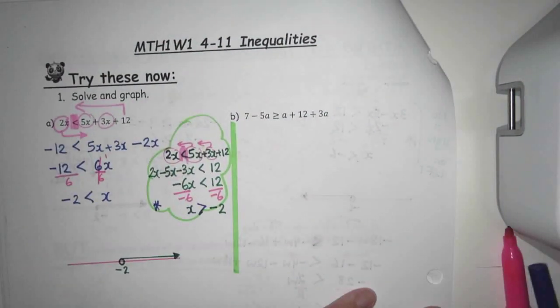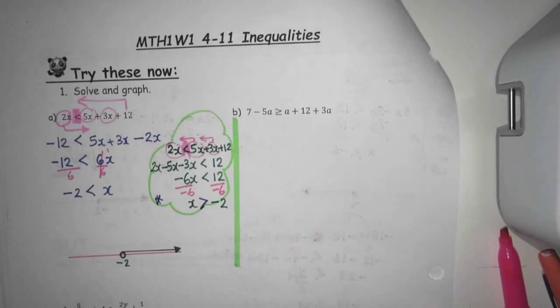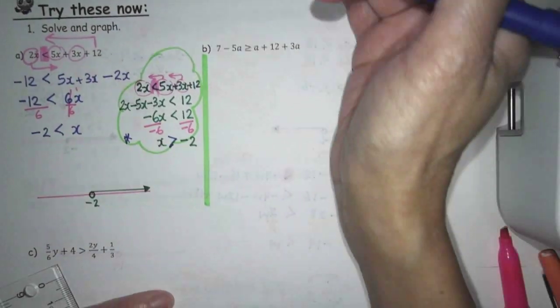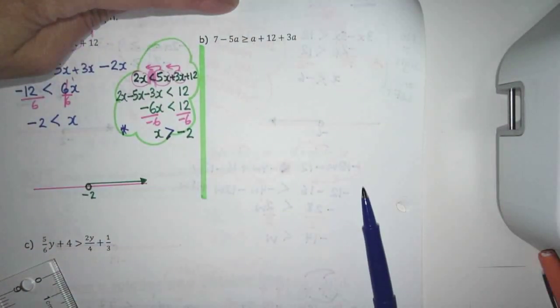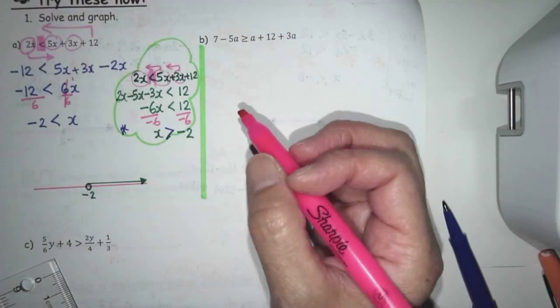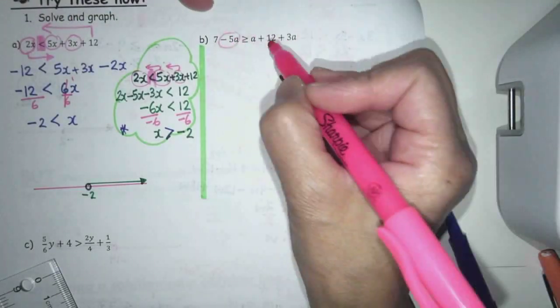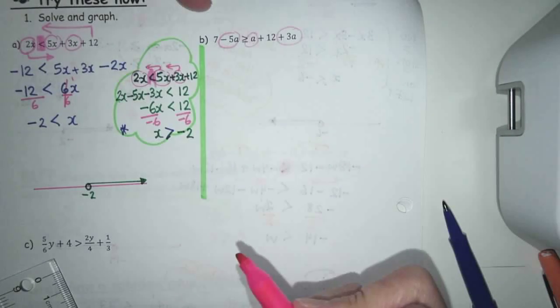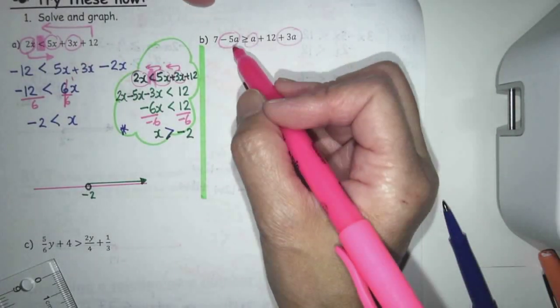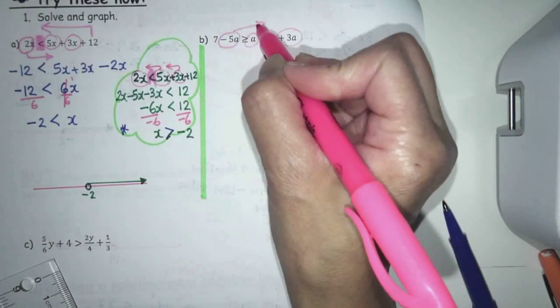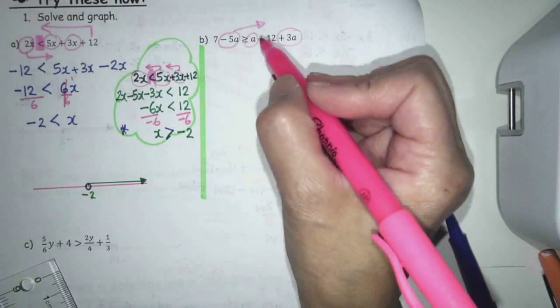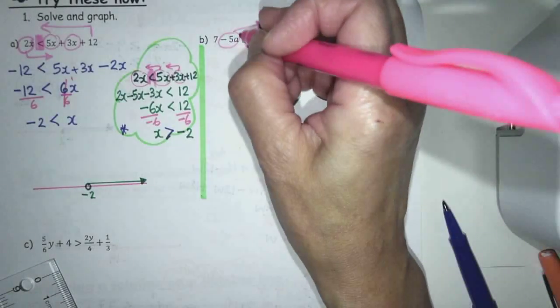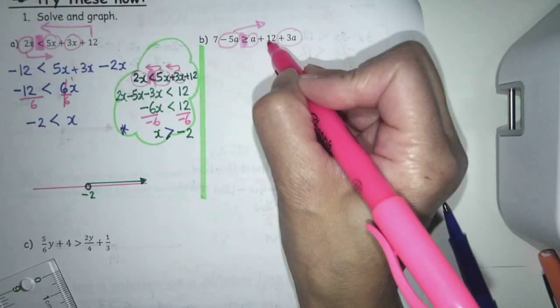Okay. So for B, we're going to do this. Again, I want to grab all of the terms with the variable onto one side. So I have this one, A, and the positive 3A. And then I might as well bring this one over here, because there's already 2 with A here. And what I mean by bring over, again, means crossing the barrier, this one here.